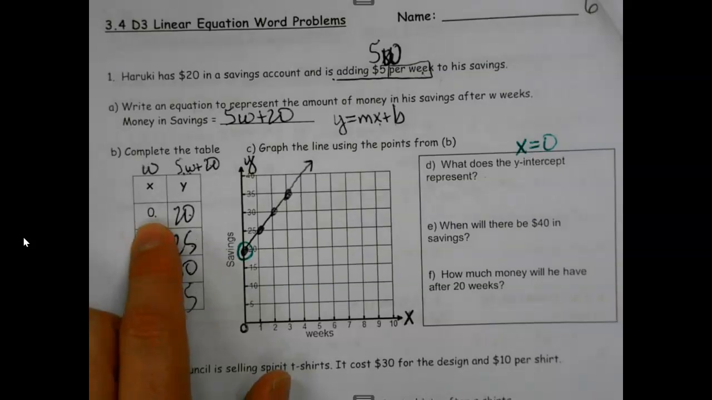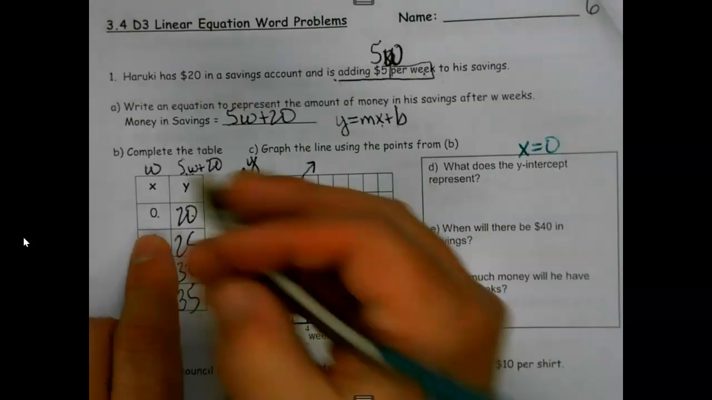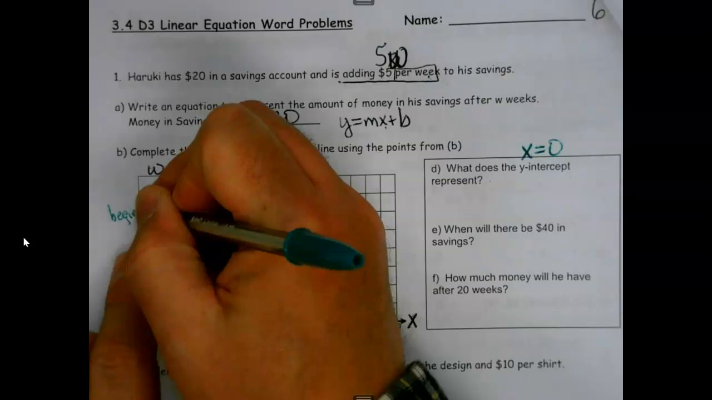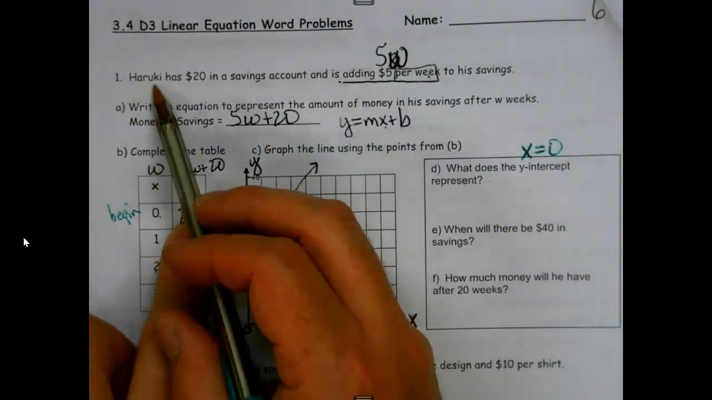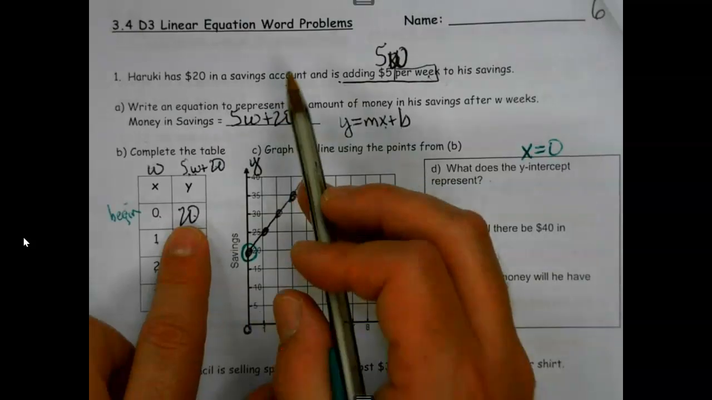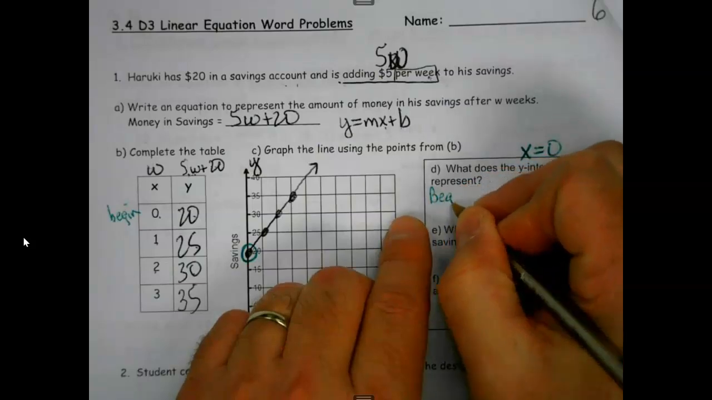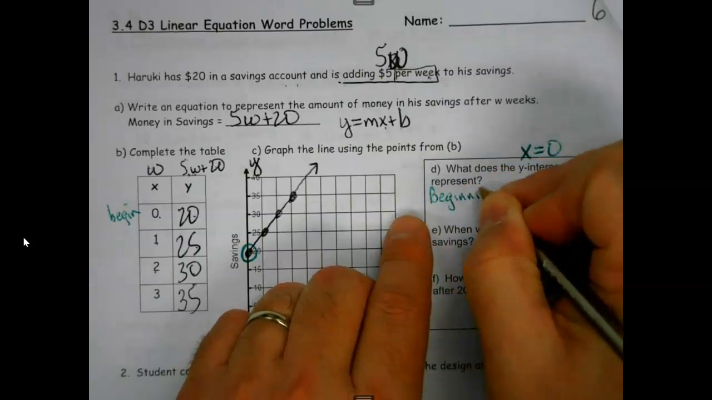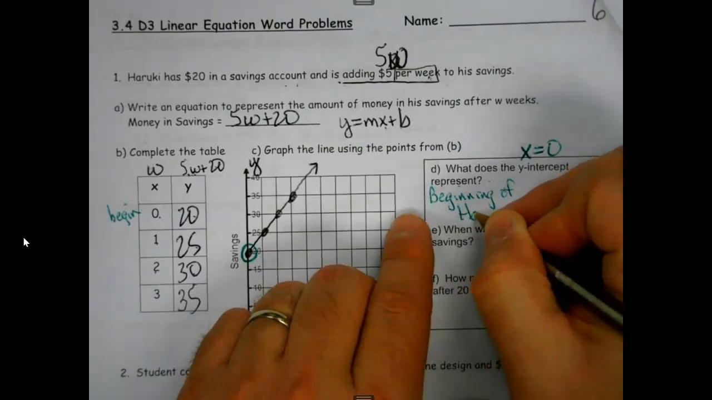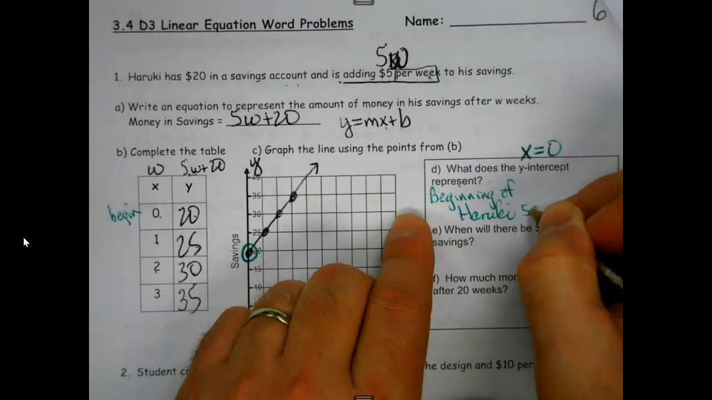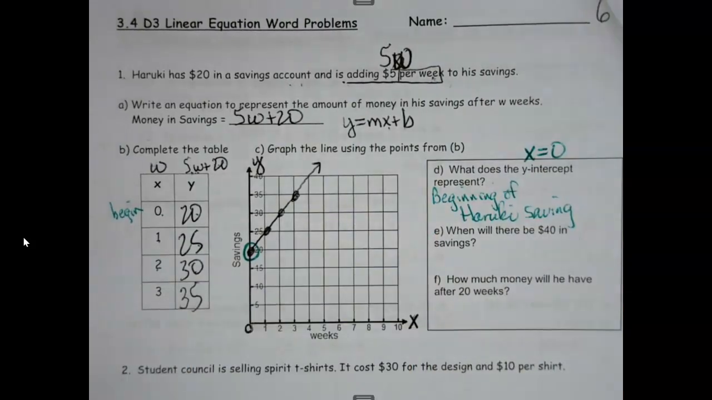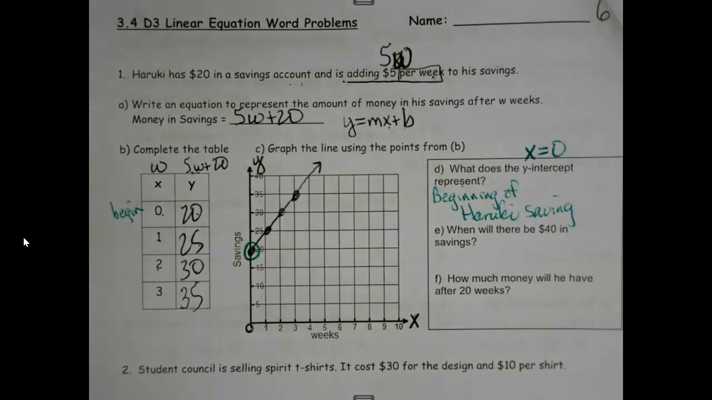At 0 weeks, I'm at the beginning. This is when I'm starting what I'm doing. So at 0 weeks, I have 20 bucks. Oh, Haruki had 20 bucks in the savings account, then started adding money. So this could be the beginning of Haruki saving. You could even say just that's how much money you started with, if you wanted to make it a little bit more concise. And so we basically would be able to just keep this pattern going to figure out other information.